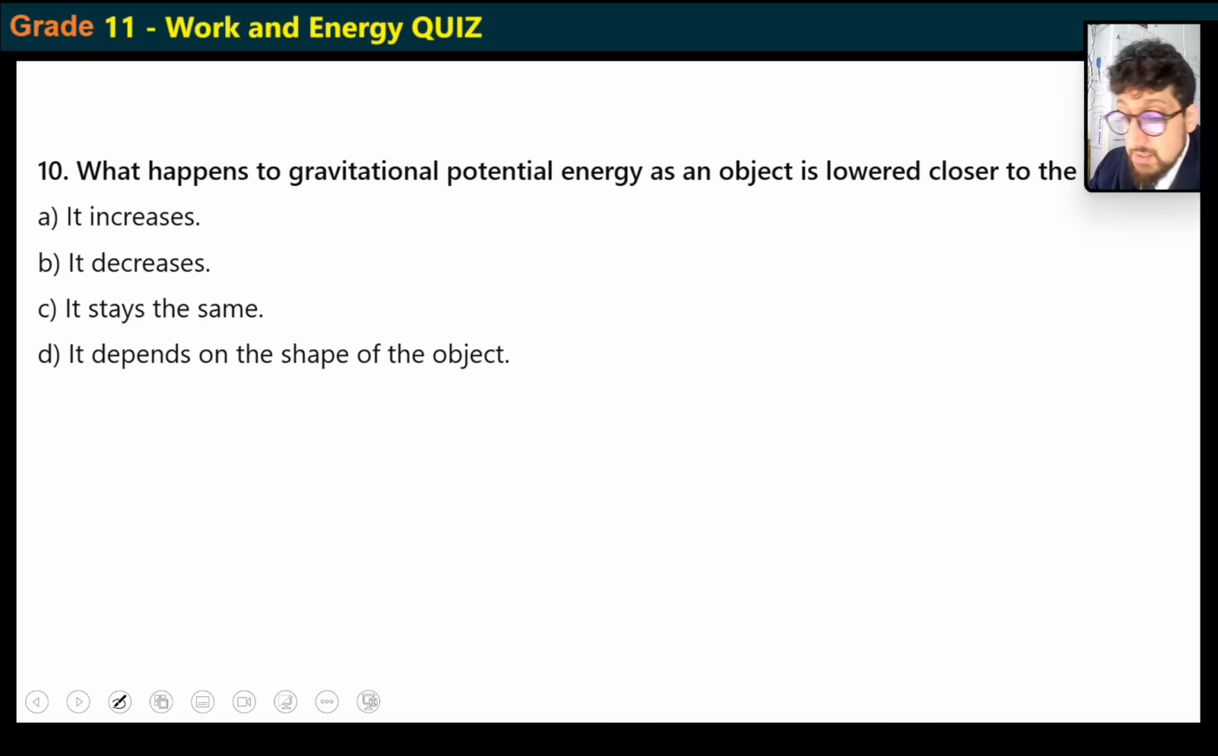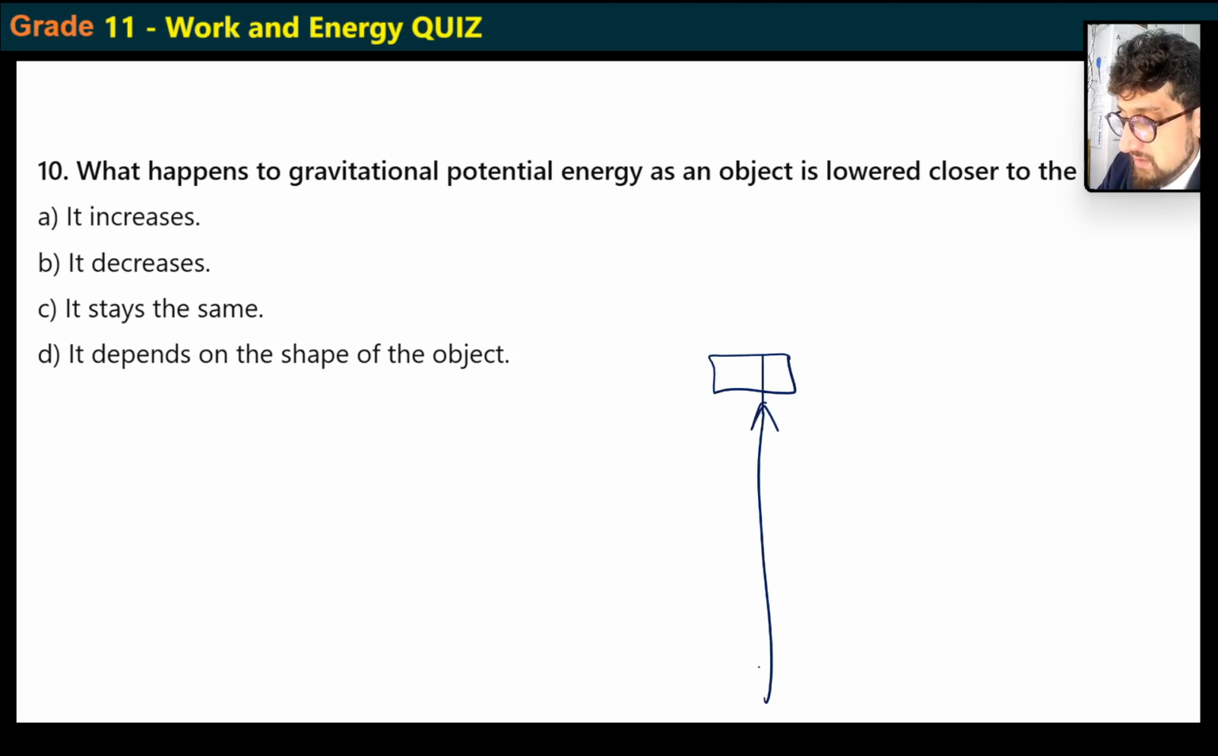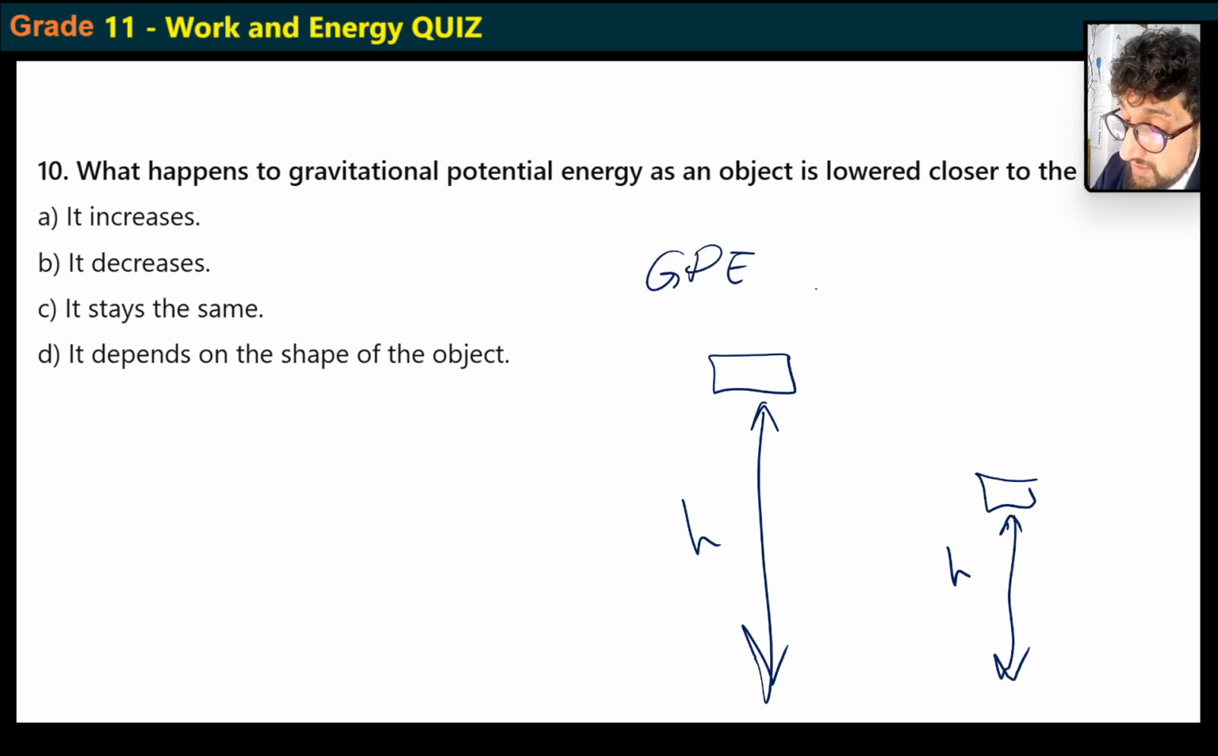So it's C. What happens to gravitational potential energy as an object is lowered closer to the ground? So I'm holding an object and I'm lowering it close to the ground. As I'm getting closer to the ground, obviously it has less height. So an object over here has more height than an object over here. And so this object has more gravitational potential energy than this object, which has a little bit of gravitational potential energy. So what's going to happen to the gravitational potential energy as the height decreases is what the question asks. It's going to decrease.